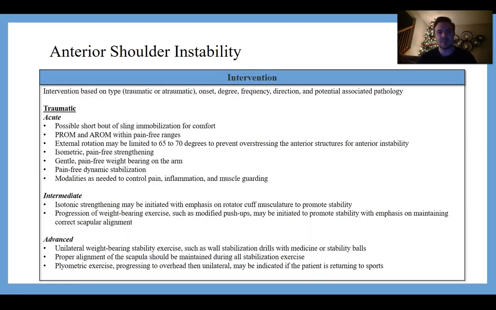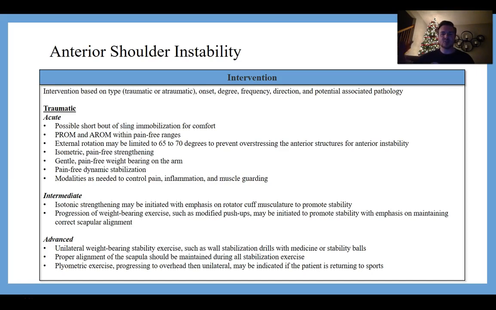So again, what does your intervention in PT look like? If you don't get surgery, and a lot of people choose not to get surgery when they've dislocated their shoulder, that's okay. Acutely, you're just going to treat it. You have to understand their stage of healing, how long out they are from the injury, and then start with some gentle, pain-free isometrics and range of motion, maybe a little gentle weight bearing if they can tolerate it.